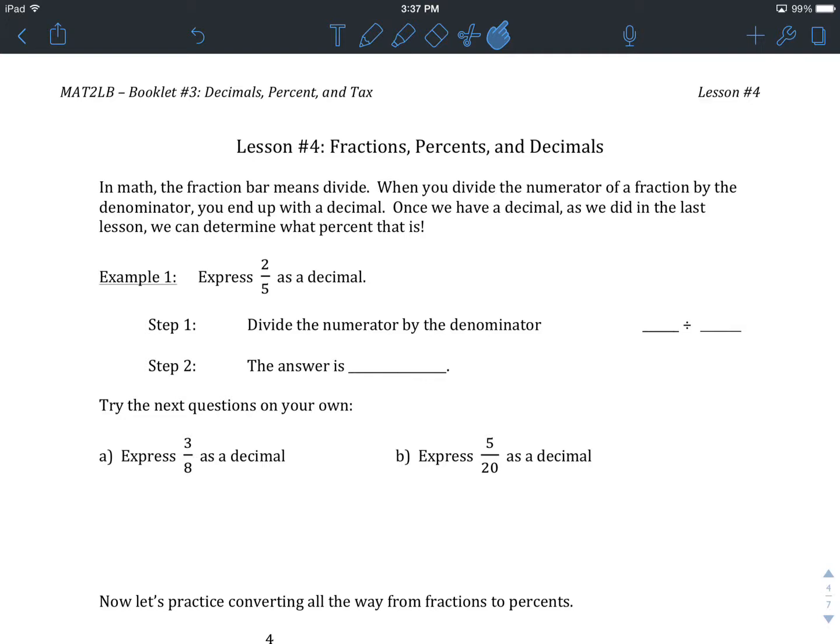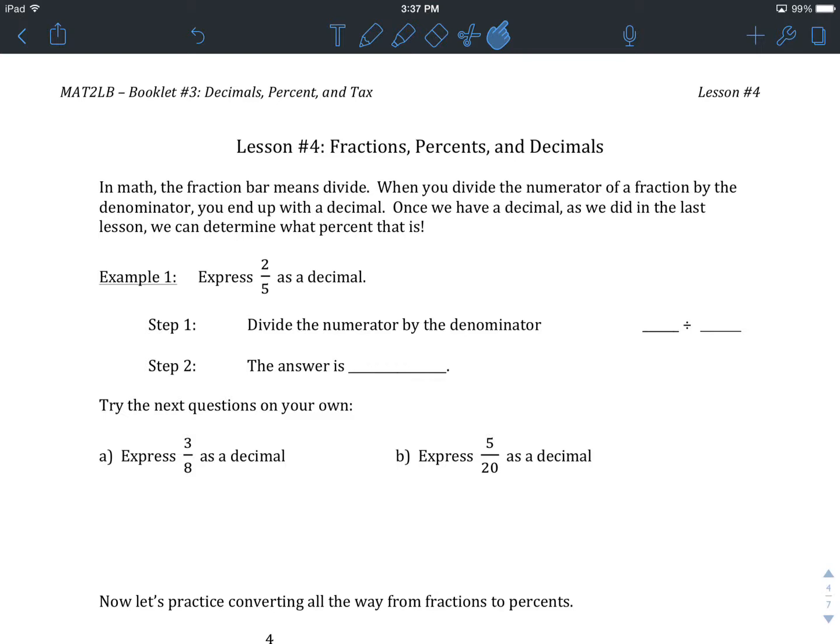So to be able to change from a fraction to a percentage, and from a percentage to a decimal like we did in the last lesson, or from a decimal to a percent like we did in the last lesson, or how to express a percent as a fraction. We already did that in the very first lesson. So really the last step that we're going to look at is how to get from a fraction back to a percentage.